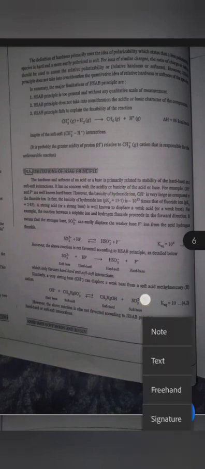A strong base is well known to displace a weak base. For example, the reaction between a sulfite ion and hydrogen fluoride proceeds in the forward direction. It means that the stronger base SO3^2- can easily displace the weaker base F- ion from the acid hydrogen fluoride: SO3^2- plus HF gives rise to HSO3- plus F-. However, the above reaction is not favored according to the hard-soft acid-base principle, which only favors hard-hard and soft-soft interactions.